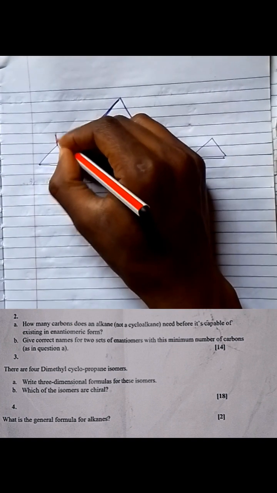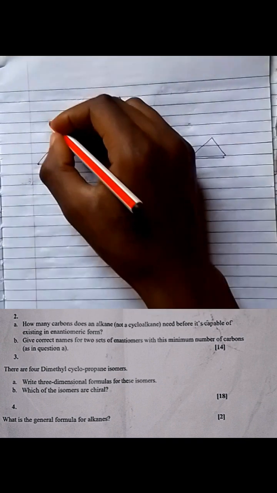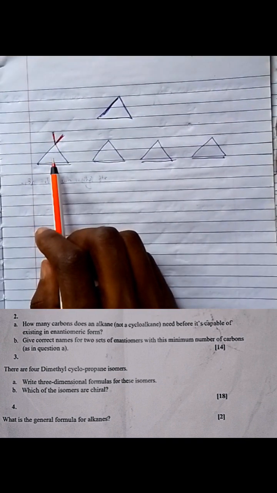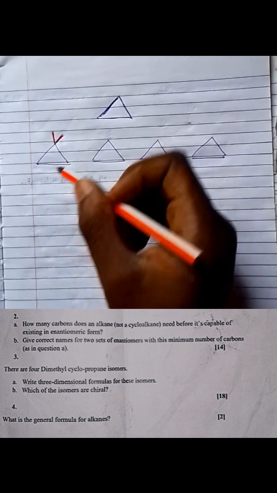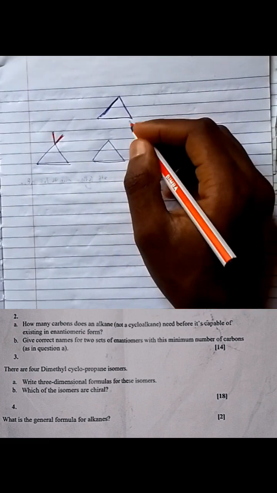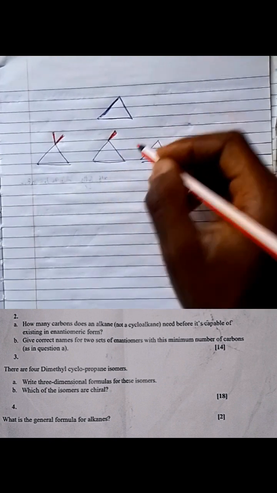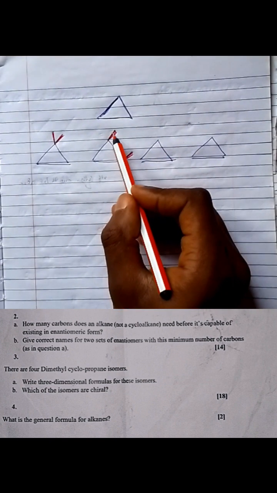So the first form is we could put the methyl groups on the same carbon like that. This would still be dimethylcyclopropane. Another possibility is I could put one methyl group there and one methyl group there. I know if I put a methyl group there and a methyl group there, it's still the same thing, right?